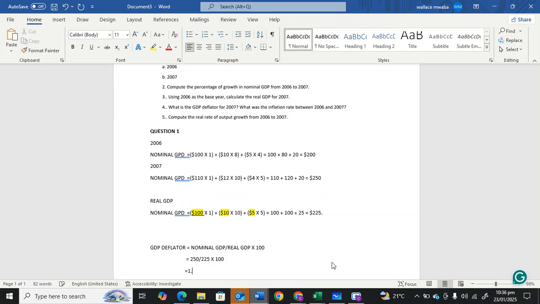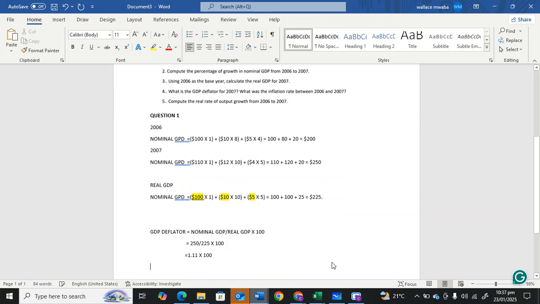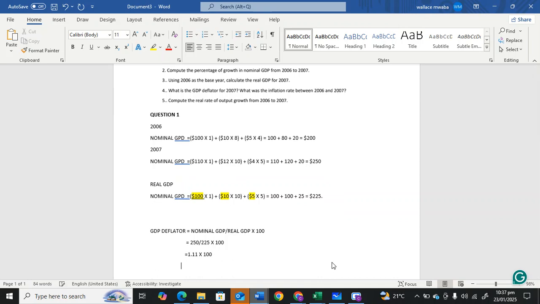Okay, 1 point, we'll leave it to two decimal places. So 1.111 times 100. Let's make life easy and just say 111. So now this is the GDP deflator.